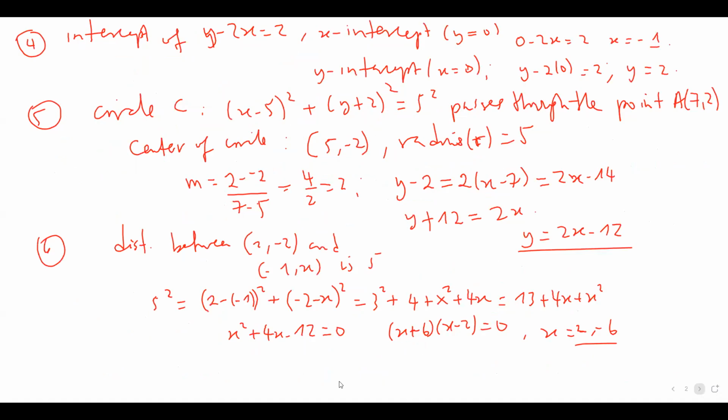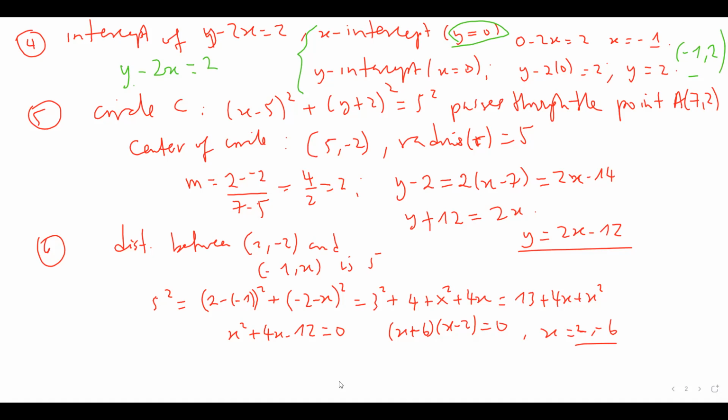Then we have question 4. We're given the equation of a line, y minus 2x is equal to 2, and we are asked to find the x-intercept and the y-intercept. We know that at the x-intercept, y is 0, and at the y-intercept, x is 0. So at the x-intercept, y is 0, which gives us 0 minus 2x is equal to 2, so x is equal to minus 1. And then at the y-intercept, x is 0, and you have y minus 2 times 0 is equal to 2, so y is 2. So at the x and y intercepts, you have values of minus 1 and 2.